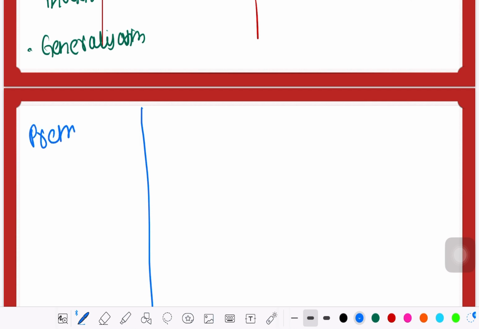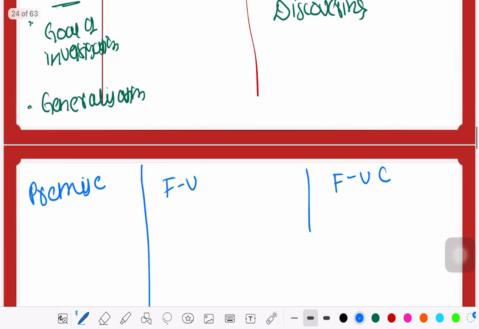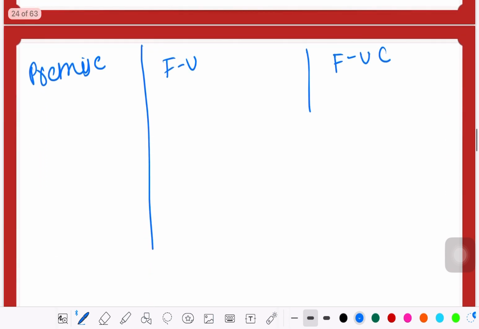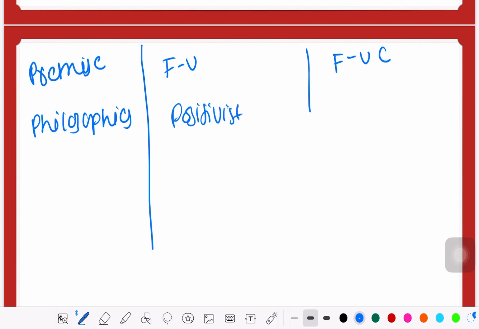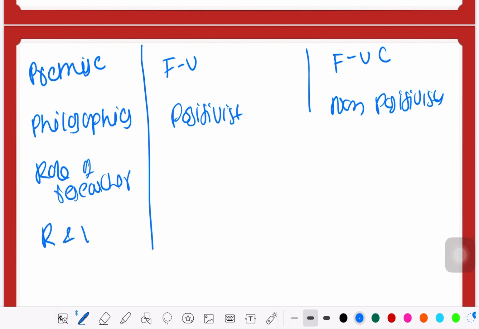Likewise, next, what is the basic premise of quantitative methods? Fact-value dichotomy. The qualitative people say that it is a fact-value continuum. Next, what we have discussed: design, data collection, goal of investigation, generalization, premise. What are the basic philosophies, from where do they come? Quantitative is influenced by positivists, qualitative by non-positivists. Next, what is the role of the researcher in this? Then what is the scope of reliability and validity?